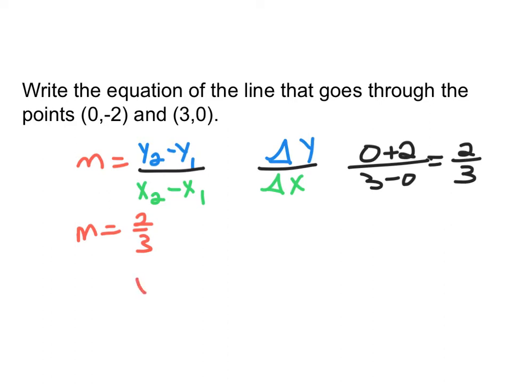Y equals 2/3. So we would say y equals the slope of 2/3 x. It's y equals mx. And now we're looking for our plus b. Okay, remember, plus b represents the y-intercept. That's where the graph crosses the y-axis, because x is 0. Well, notice in one of your points here, the x is 0. X is 0 and the y is -2.